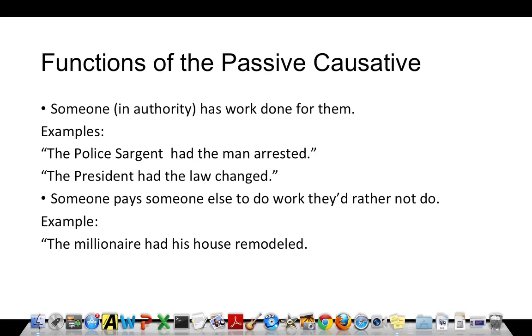Let's look at the functions of the passive causative. In this use of this grammar, someone, usually in authority, has work done for them. So, for example, the police sergeant had the man arrested, or the president had the law changed. Here, someone usually pays someone else or uses their power to get someone else to do work they'd rather not do. Another example might be the millionaire had his house remodeled.